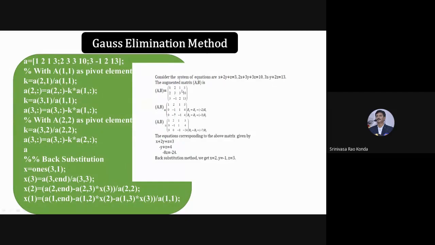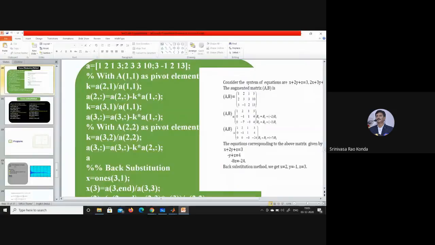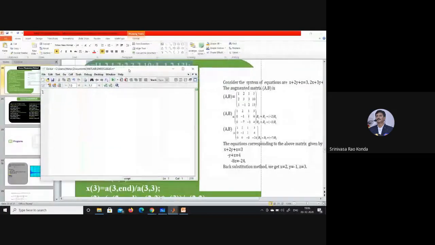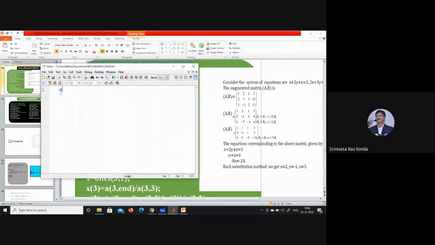So first we take the augmented matrix: 1, 2, 1, 3; 2, 3, 3, 10; 3, minus 1, 2, 13. Then we apply elementary row operations. Okay, our matrix is here. I am copying this matrix because I don't want to waste time. Control C, then CLC and Control V. Okay.